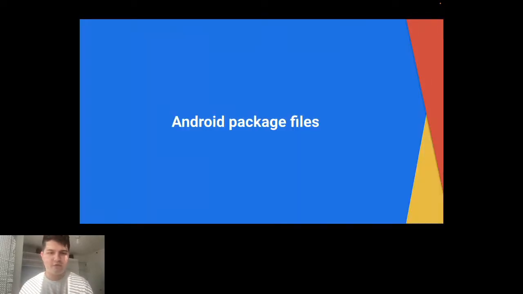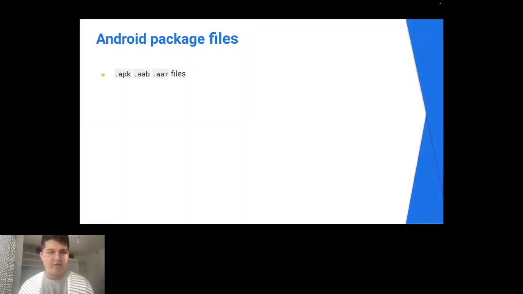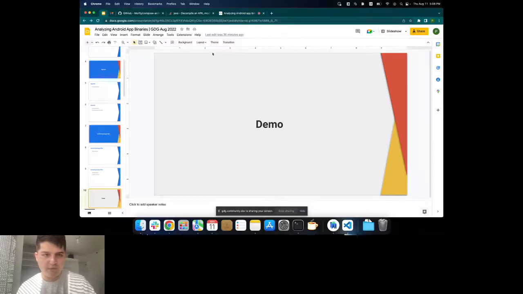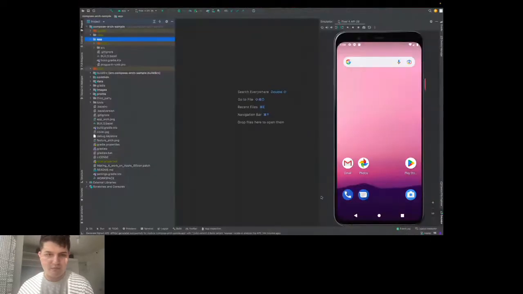So okay, let's first start with Android package files. As we know, we have those APK, AAB, AR files. All of those Android-related files are basically just zip files. And even though they have some fancy extensions, knowing that they are zip files, we can do some pretty interesting analysis of these files and get some information that we need. Without further ado, I suggest we jump to the demo and see how it works in practice.